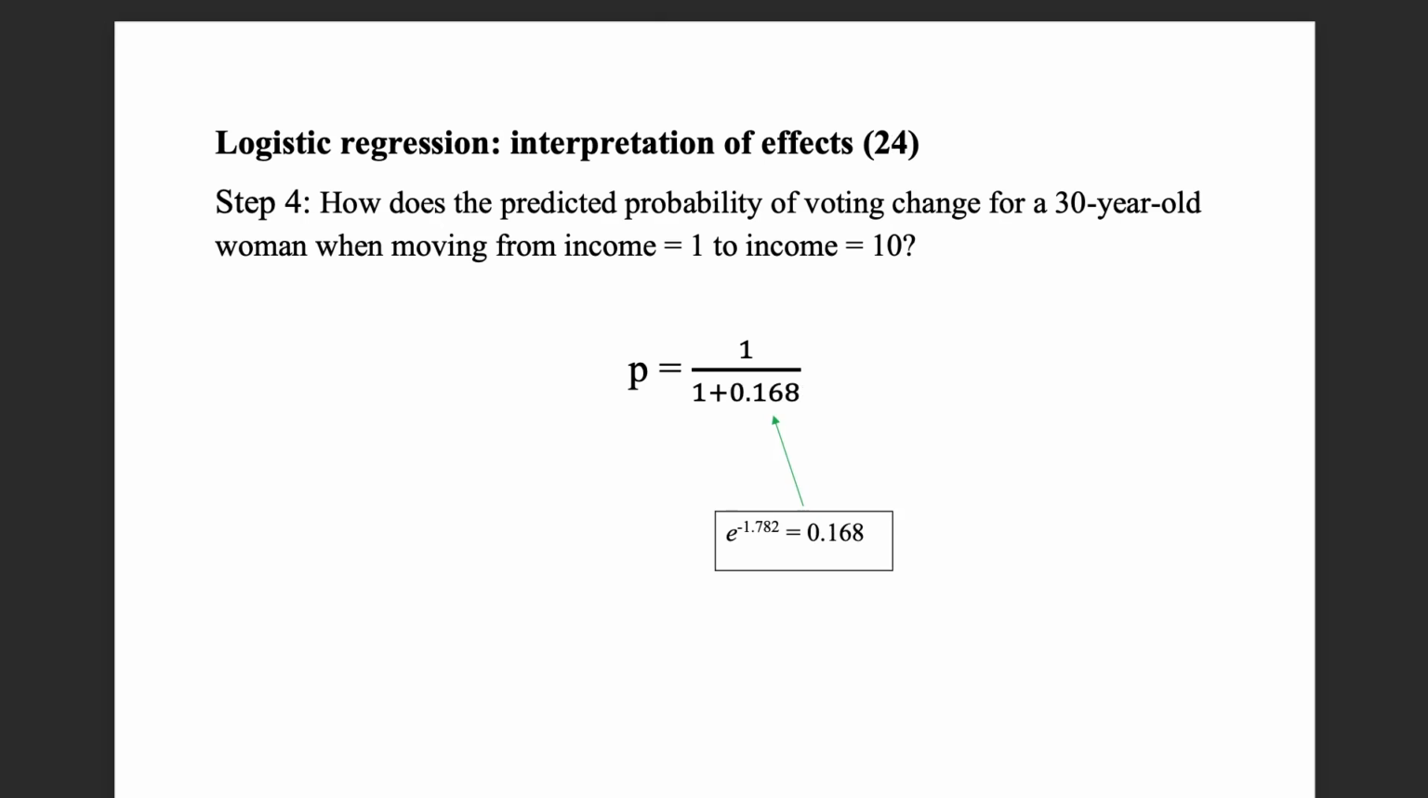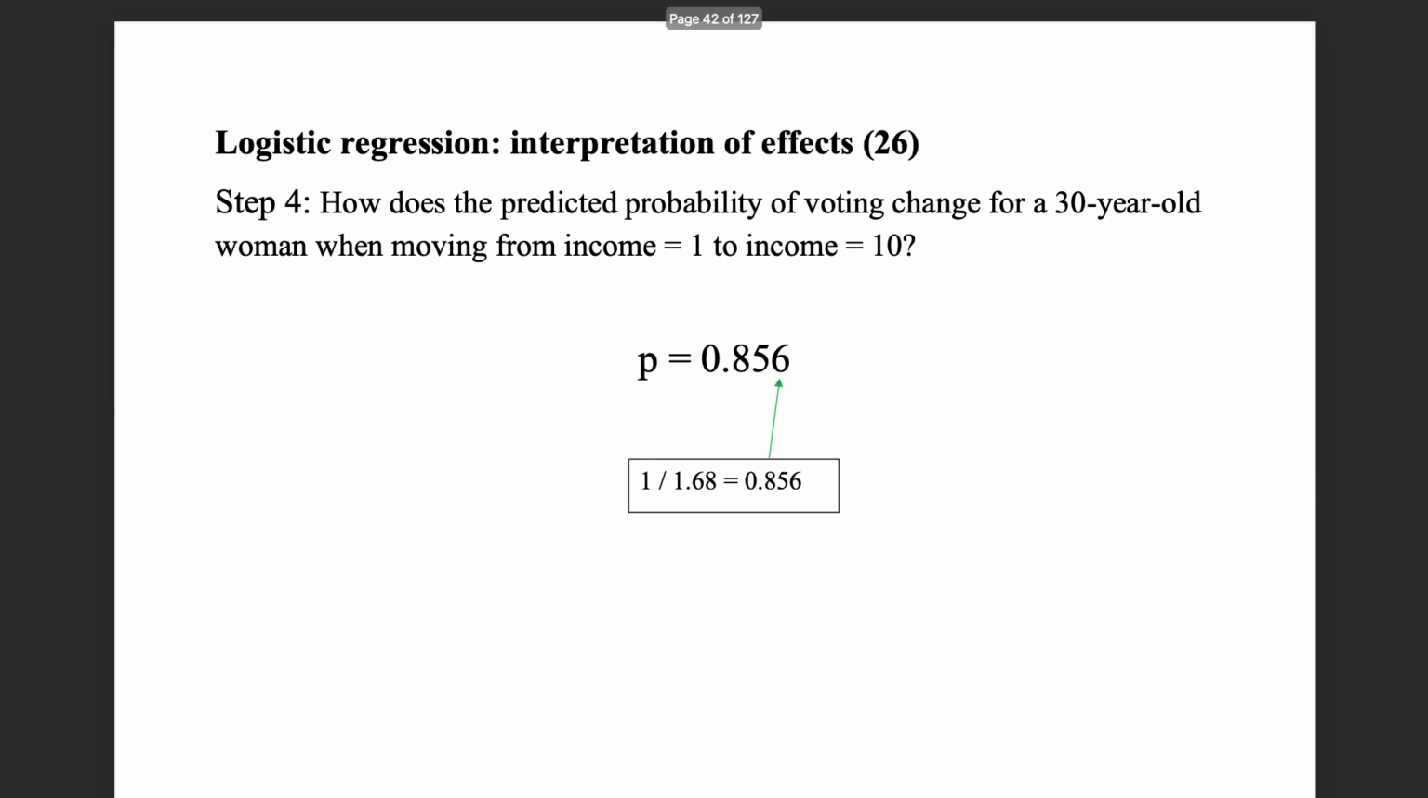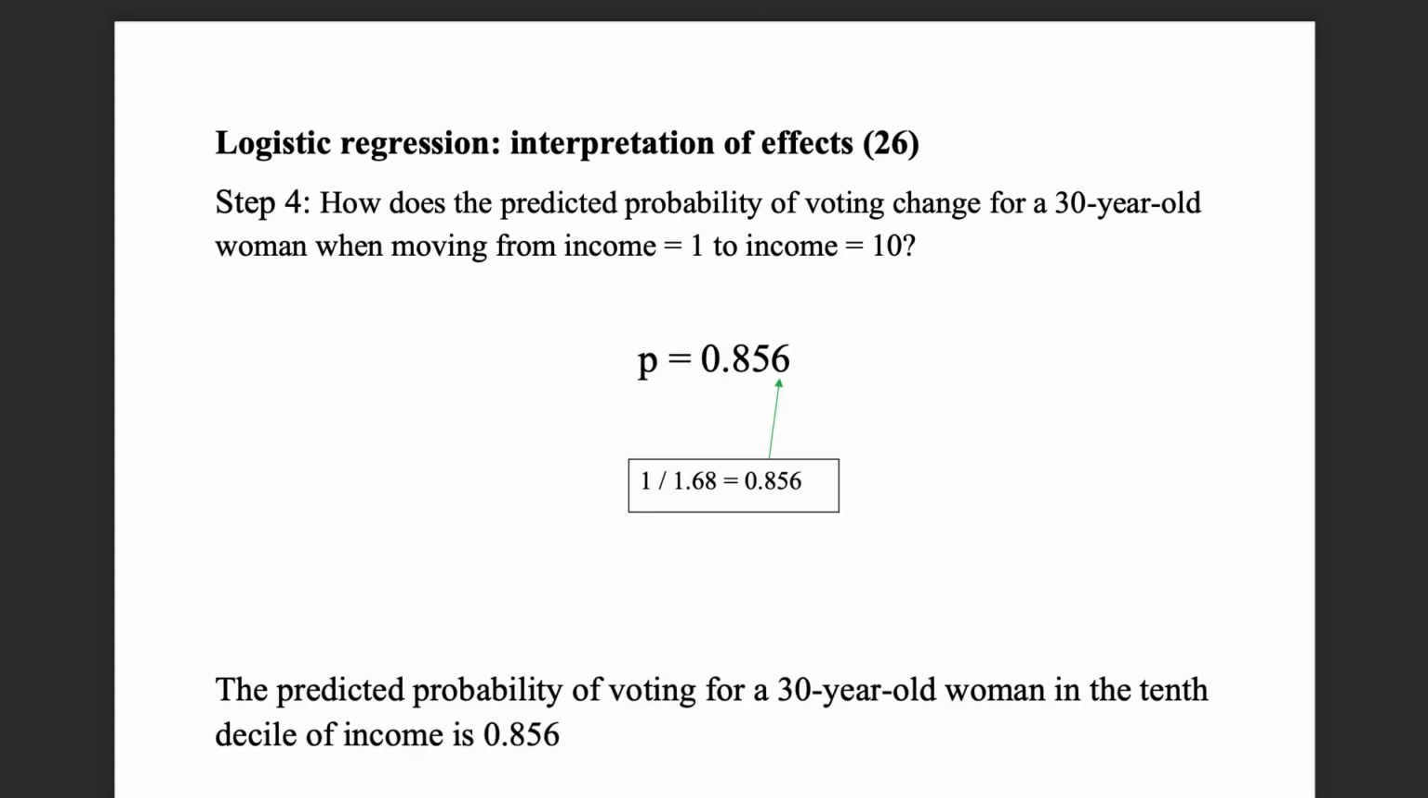0.168. Okay, so now we can say, what is the predicted probability? It's 1 divided by 1 plus 0.168. So 1 plus 0.168 equals 1.168, of course. And 1 divided by 1.168 works out to a predicted probability of 0.856. Okay, great. Now we have the predicted probability of voting for 30-year-old women in the 10th decile of household income, and it is 0.856.